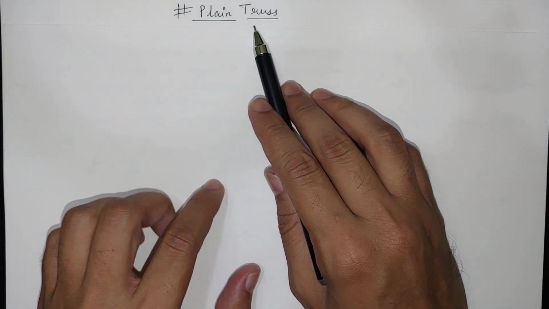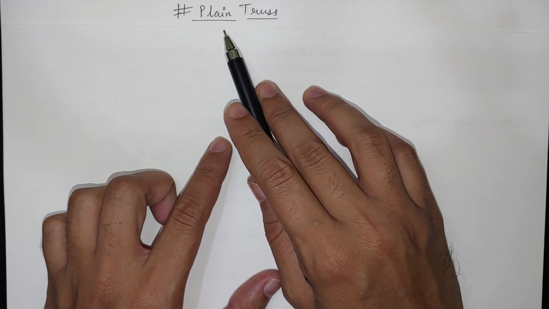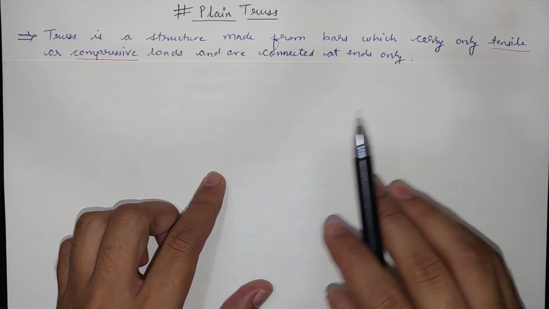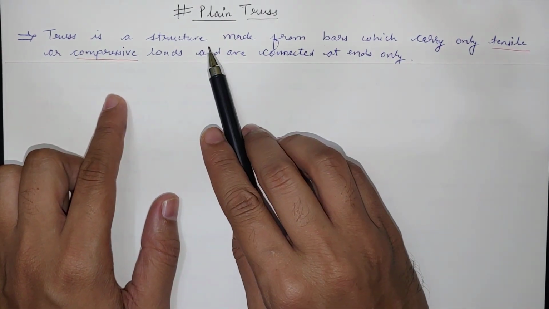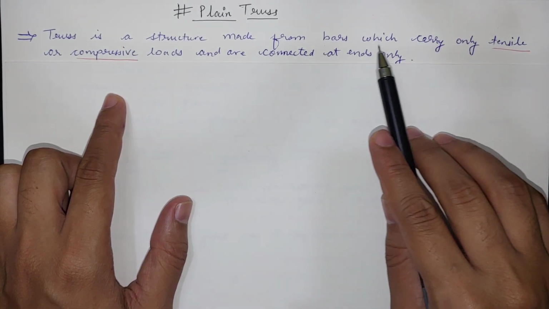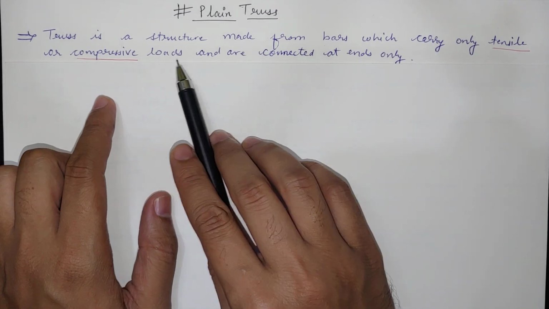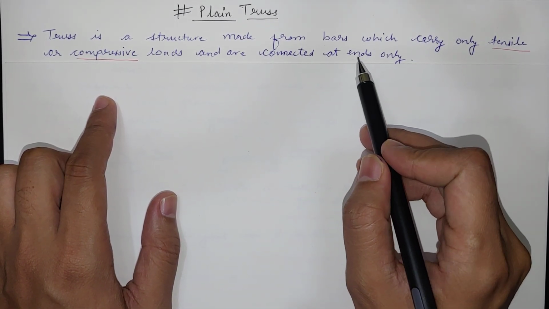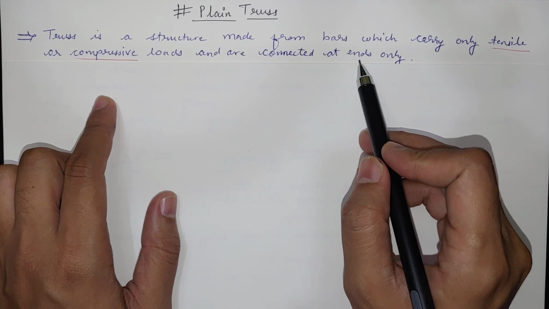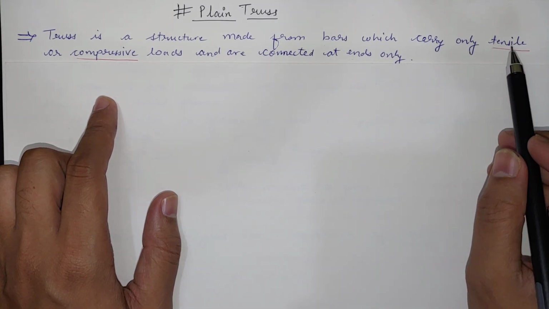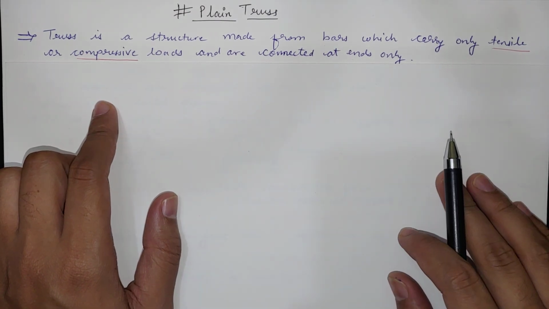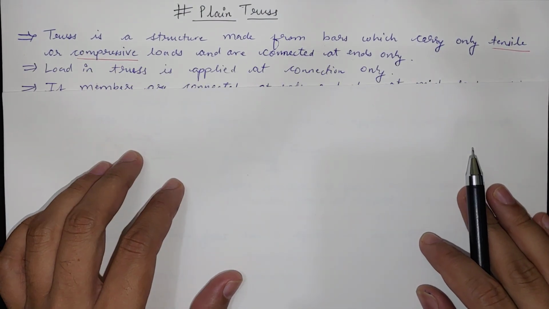In this video we will discuss plane truss. Plane truss is a 2D truss, and there can be 3D trusses also, but we will discuss 2D trusses. A truss is a structural member made from bars which carry either tensile or compressive loads and are connected at ends only. So this is important: they are connected at ends, not connected intermediately, and they carry either tensile or compressive loads. So these are the two conditions for the truss.